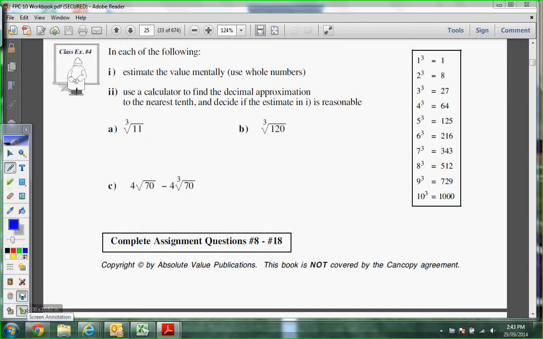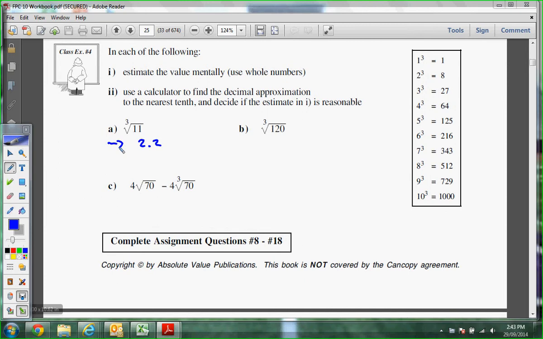Okay, so in each of the following, estimate the value mentally. Use the whole number. So cube root of 11, again, we're just going back to the top there, is something going to be a little bit bigger than 2. Yeah, Jose? Yep. I would say 2.2 would be my estimate. Okay, and that's what it is.